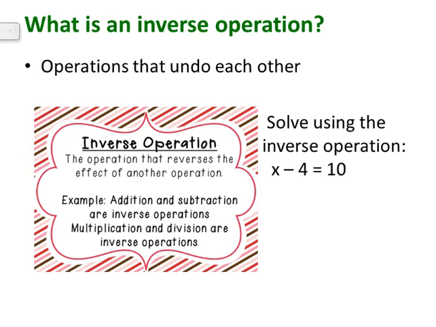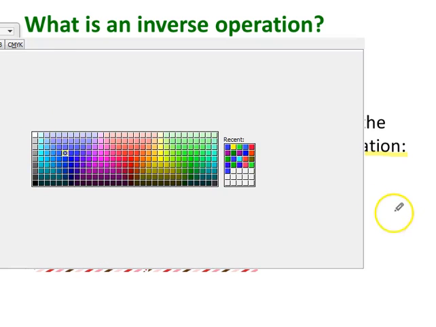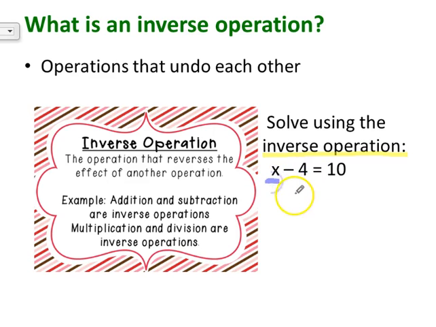To use the inverse operation, what you need to ask yourself is what is being done to the variable x? Remember, we are trying to find the value of x. So to find the value of x, we want to get x all alone on one side of our equation. That means we need to get rid of this 4. Since x is being subtracted by 4, what is the opposite? What is the opposite of subtraction? It is addition. So we're going to add 4.